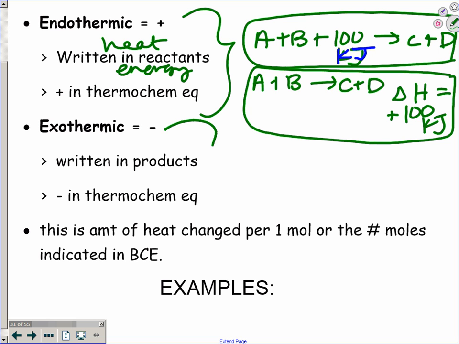Okay, so how would one write the same scenario but as an exothermic process? Tell me how you would write this right here. A plus B minus 100. So if here it says write it in the reactants, this one says write it in the product, so we're going to save that, okay? So yields, C plus D minus 100 kilojoules.